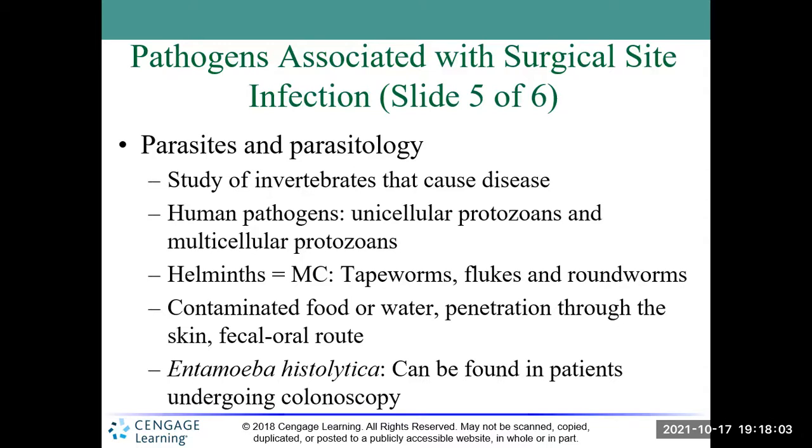Another way can be barefoot, where there is livestock, because there is a way that they can enter through the skin. Like I was talking earlier, toenail cuticles is one way that they can enter. Another is Entamoeba histolytica, and this can be found with patients that are undergoing colonoscopy. This parasite can be found in the colon.